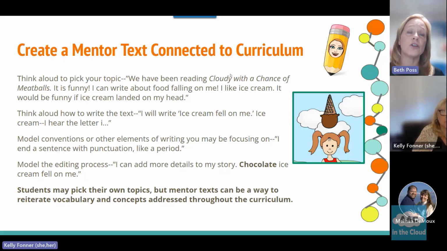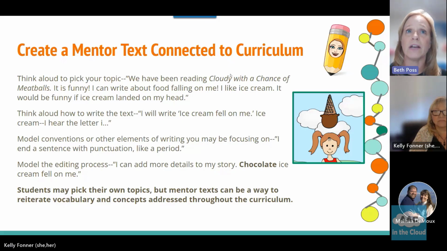And then one thing that adults can do, that those teachers can do, is connect things across that curriculum that you're writing, right? You can model for your learners what writing looks like by creating a mentor text. You're writing that mentor text that's connected. So we're going to go back to my topic of, we've been reading Cloudy with a Chance of Meatballs, right? And I can think aloud for my students what that process is, of how do I go through the writing process as that adult? Oh, we've been reading Cloudy with a Chance of Meatballs, and it's a really funny book. I can write a book like that, right?